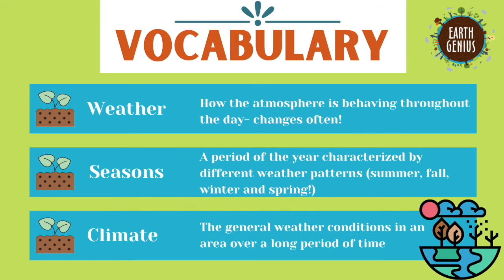Our next word, climate, is the general weather conditions in an area over a long period of time. Do you guys know what the climate of Central California is? It's what we call a Mediterranean climate. We typically have warm, dry summers and moderately cold winters, but we don't ever get any snow.